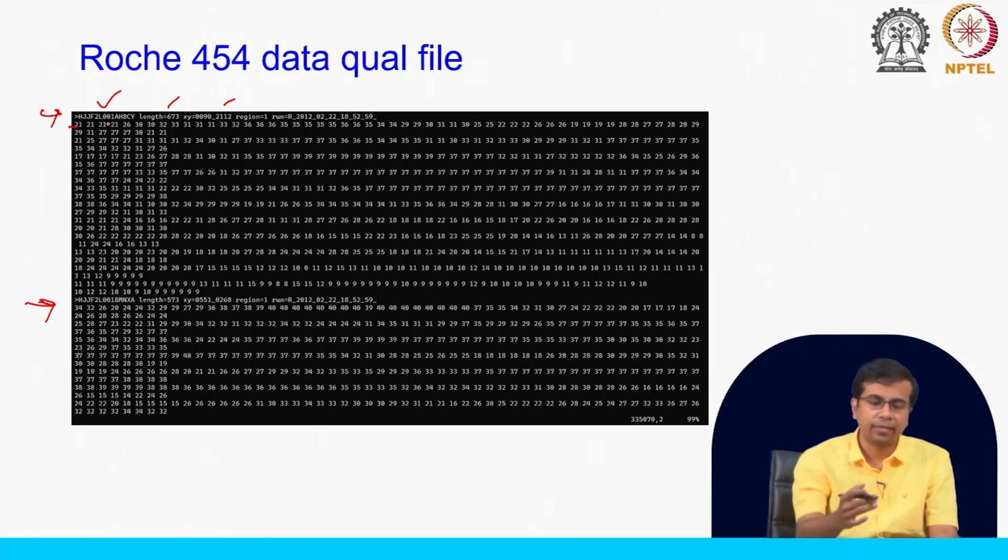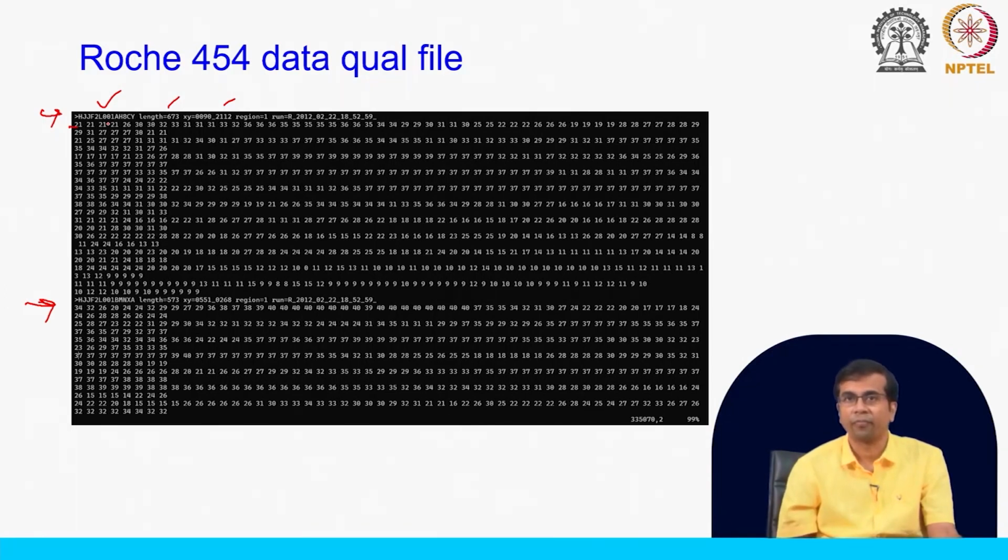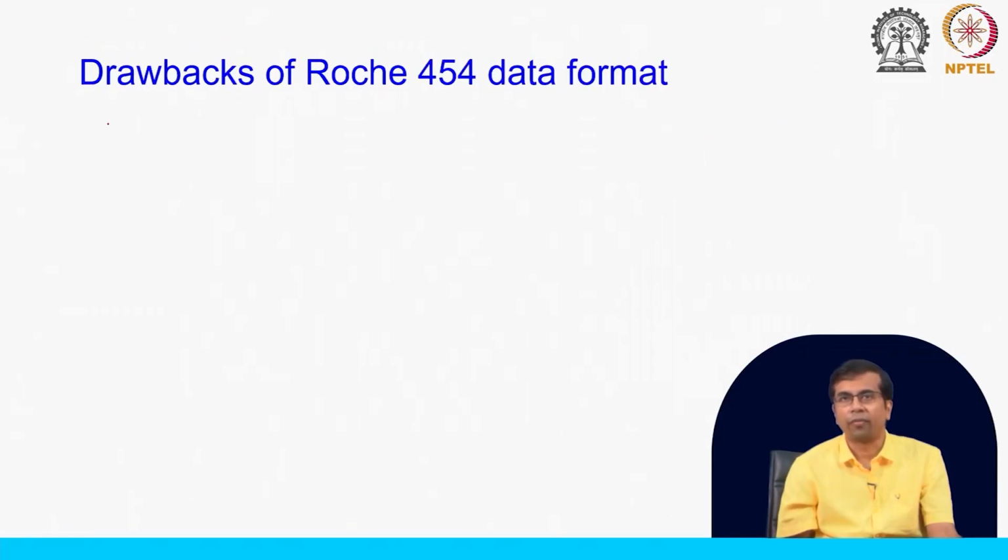And then again you follow the FASTA format. Once you have listed all the quality scores for one read, then you have the header line, then you have the quality score for the next read. Okay. So, this is how the whole thing is stored. This is just to highlight, this is a quality score of one base.